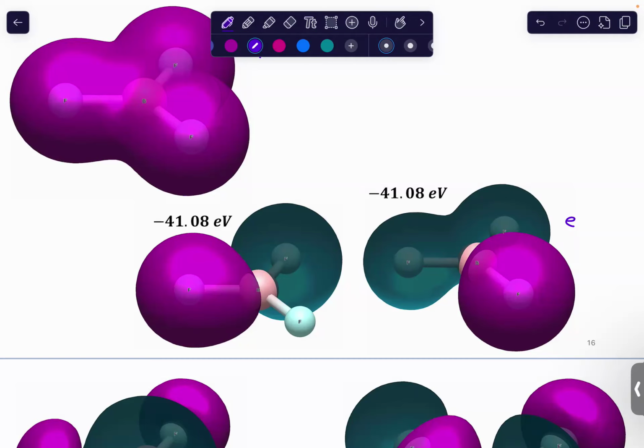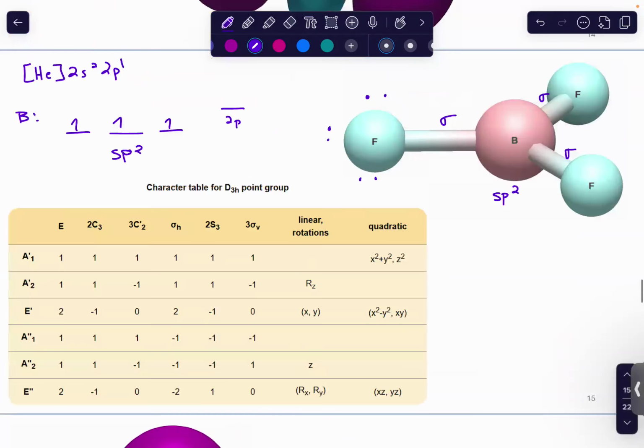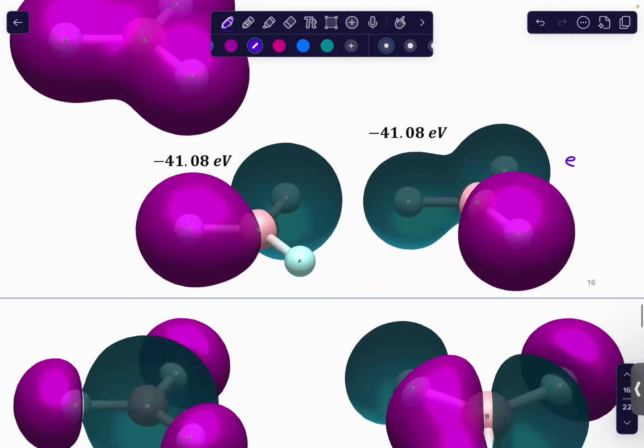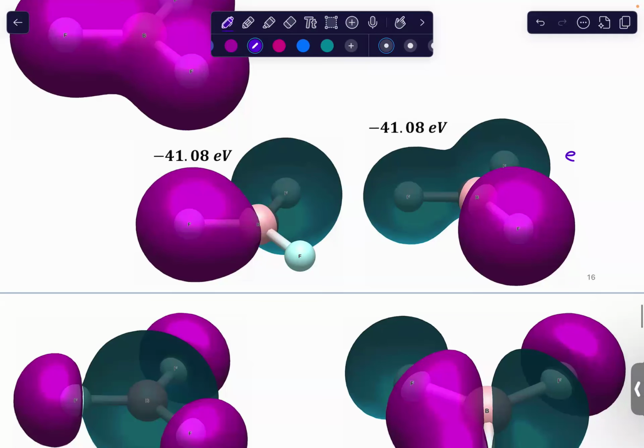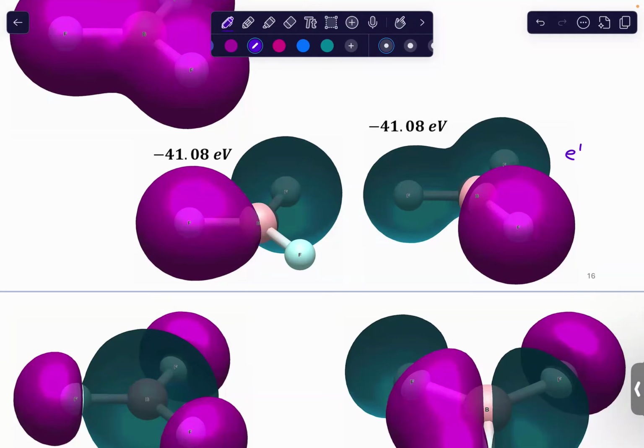So remember your primes. There is no 1 or 2 for the E's, so we can't look at the C2 axes and talk about symmetry. The primes have to do with the sigma H. So I guess, yeah, they are symmetric with the sigma H. So that's just a single prime. So these are your E prime orbitals. See, I can still do it even if I don't write it down.